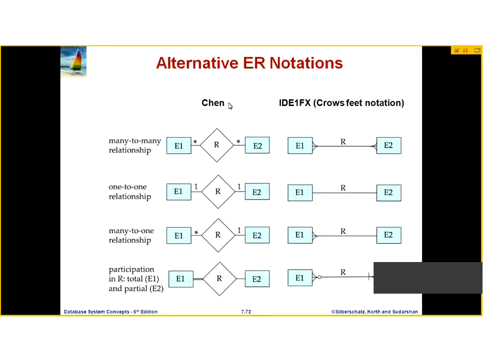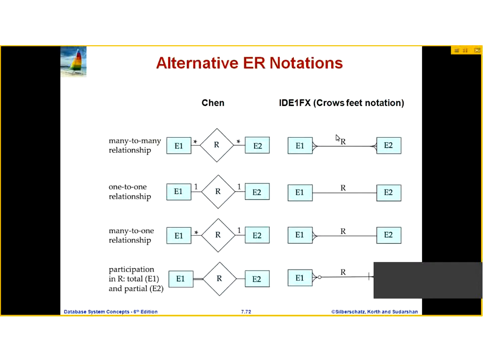And according to Chen, the alternative notation for many-to-many is this. For one-to-one, we write it in this way. For many-to-one, you write it in this way. For total participation, you mention it in this way. Another notation is to use these symbols. This is used for many-to-many, this is for one-to-one, this is many-to-one, and this is to represent total participation or partial participation. Here the participation of E1 is total and E2 is partial. The total participation is mentioned through this symbol, and partial participation is mentioned through this. So this is another notation.